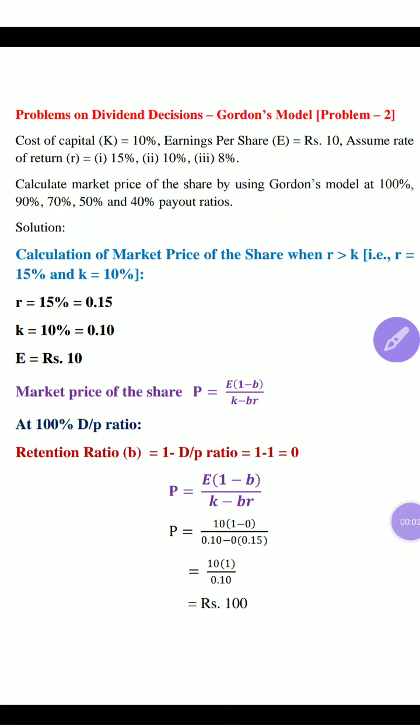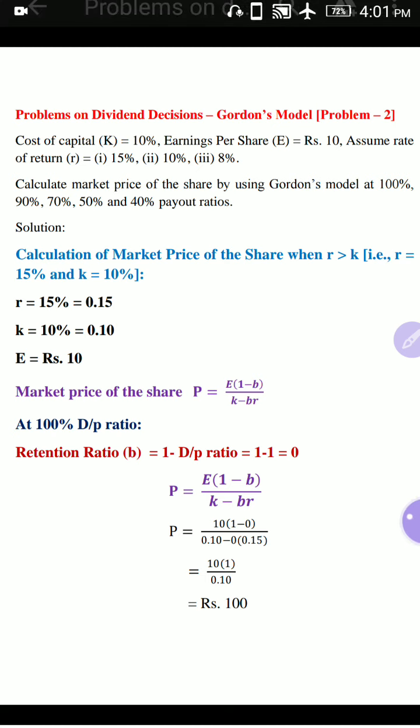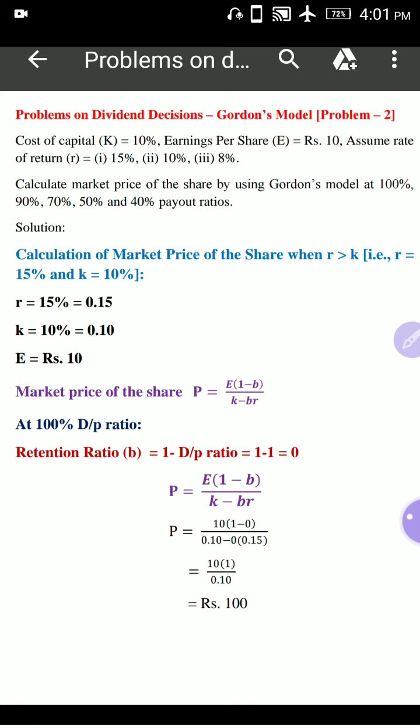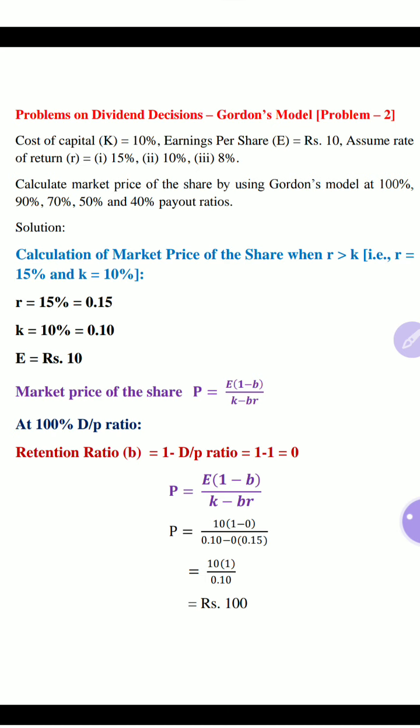Hi everyone. In this video, we are going to discuss the dividend decision according to Gordon's model. In the previous video, I explained the dividend decision according to Walter's model. Both Walter's model and Gordon's model are part of relevant theories. Now, have a look at Gordon's model.